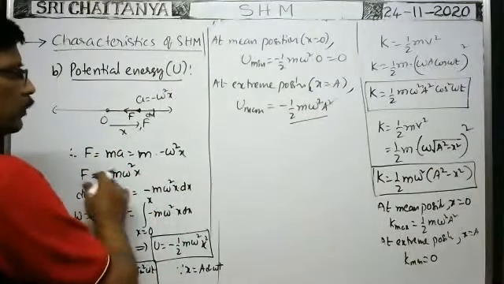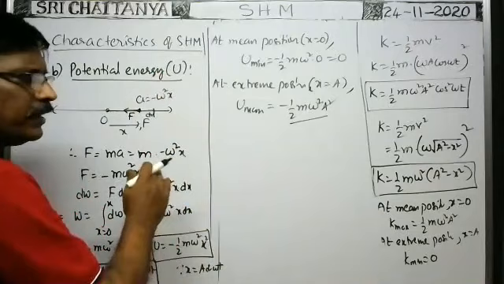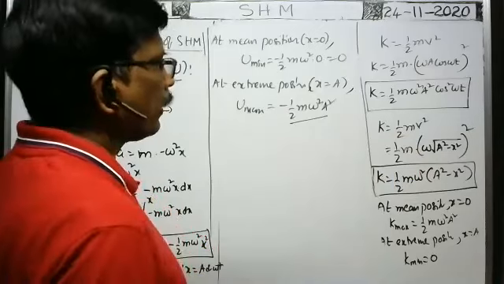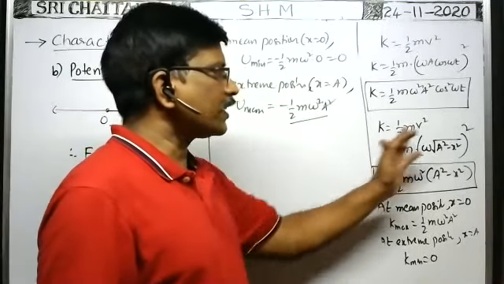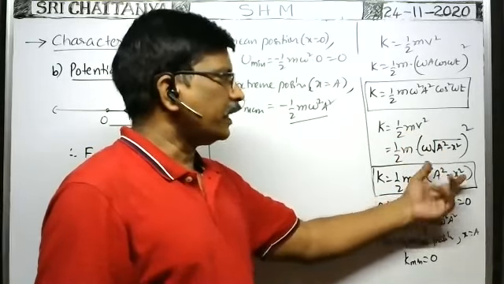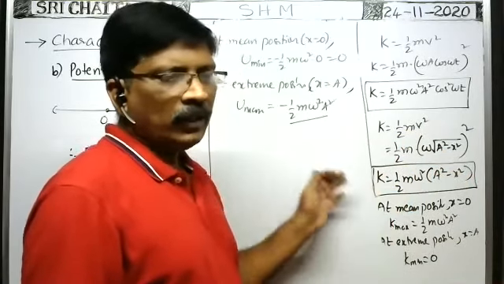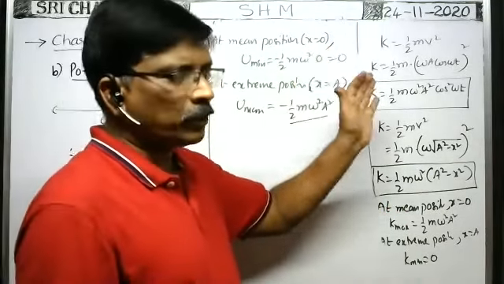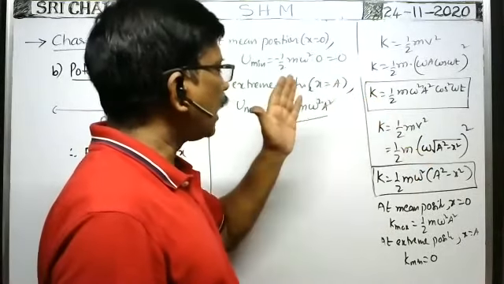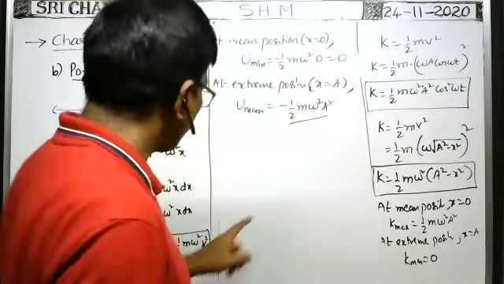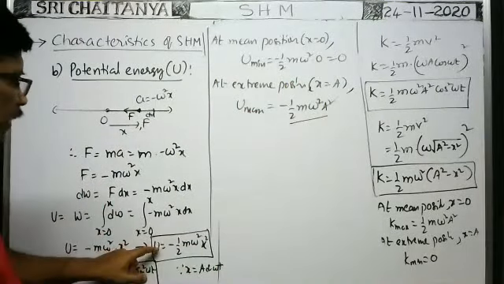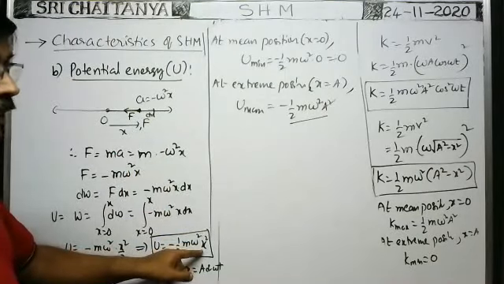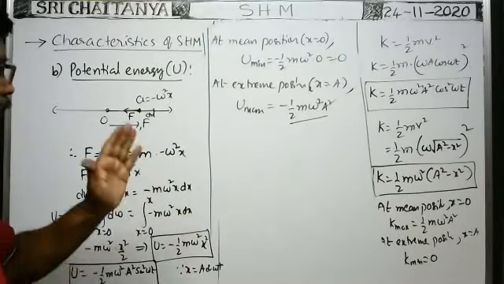So whenever the particle makes simple harmonic oscillations, from the mean position, when it travels towards the extreme position, the kinetic energy gradually decreases and potential energy gradually increases. From this formula, when the particle travels from mean position to extreme position, as x value increases, this bracket value decreases, so kinetic energy decreases, and at extreme position, kinetic energy becomes 0. But as x value increases, potential energy in magnitude gradually increases and becomes maximum at extreme position, as x is equal to capital A, which is maximum.